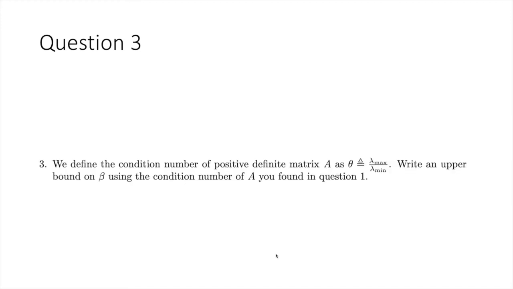Condition number 3. We define the condition number of a positive definite matrix A as theta to be lambda max divided by lambda min. Let's write an upper bound on beta using the condition number of A, as we found in the previous question. I encourage you to try to solve it yourself and then view the solution.